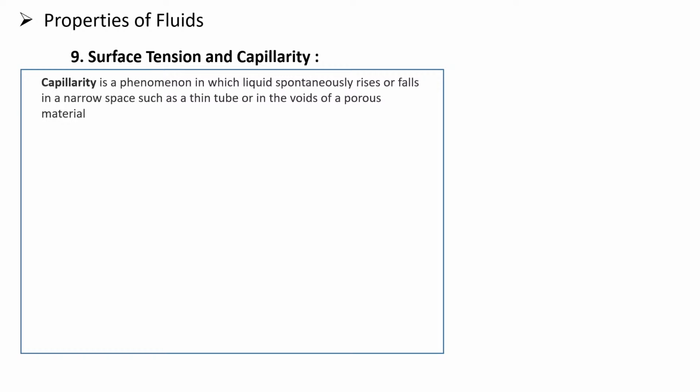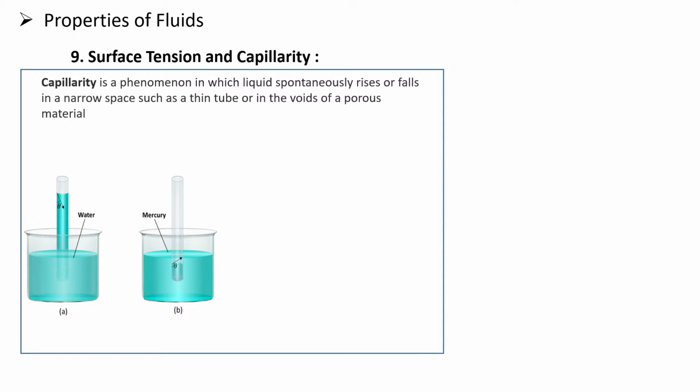Then capillarity. It is the rise and fall of liquid in a narrow space, or we can say in a thin tube. Like in this first image, the liquid rises inside the tube, and in the second image, the liquid falls. Capillary action will happen if the diameter of the tube is less than 6 mm.